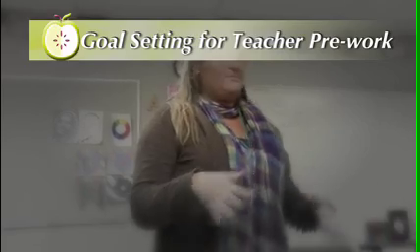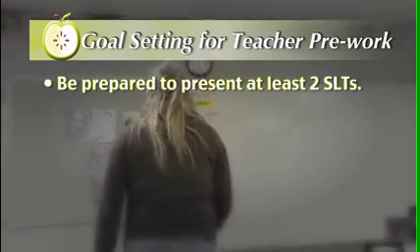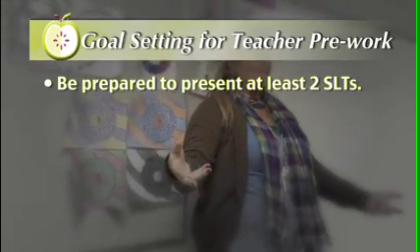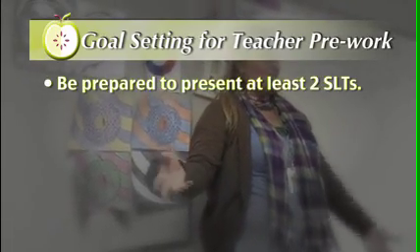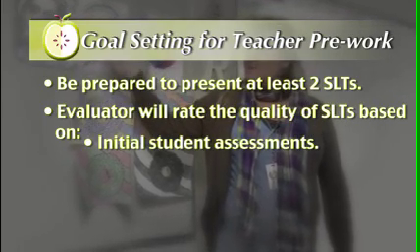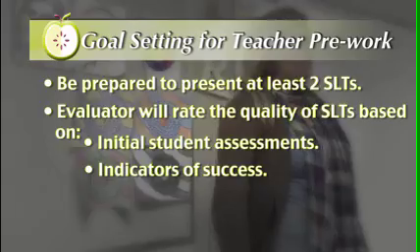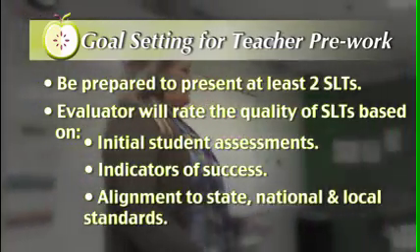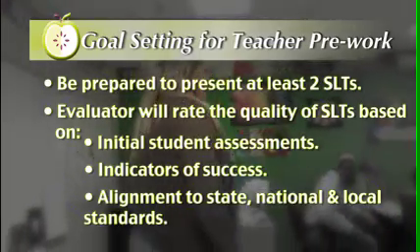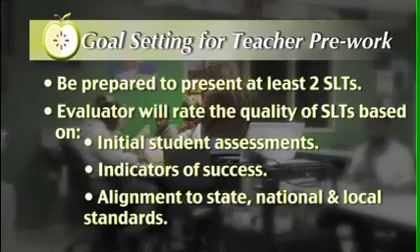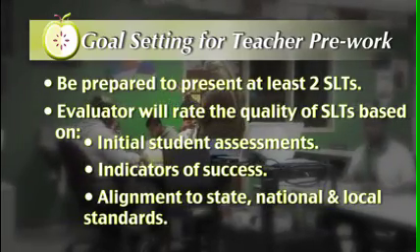In the goal-setting meeting, teachers should be prepared to present a minimum of 2 student learning targets to their evaluator. At the conclusion of this meeting, the evaluator will rate the quality of student learning targets presented based on initial student assessments, indicators of success, and alignment to state, national, and local standards. The quality SLT scores is averaged with a final goal attainment score to determine teacher impact on student performance in NTGS.